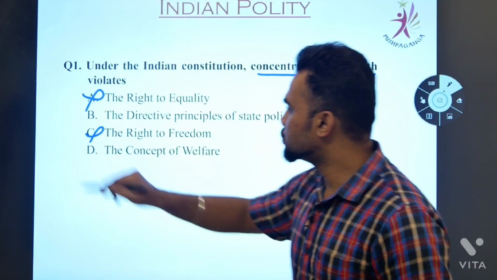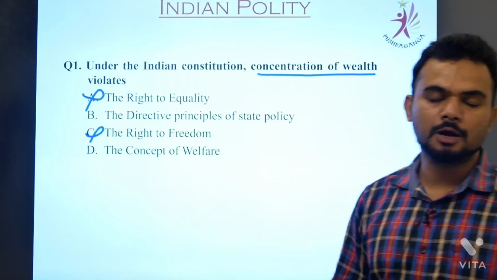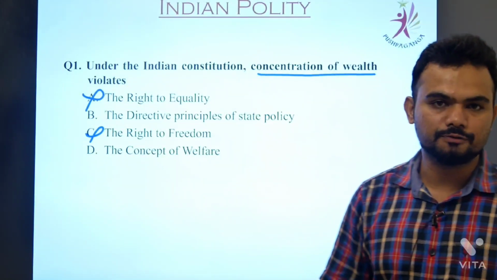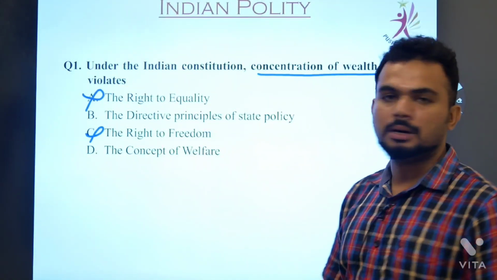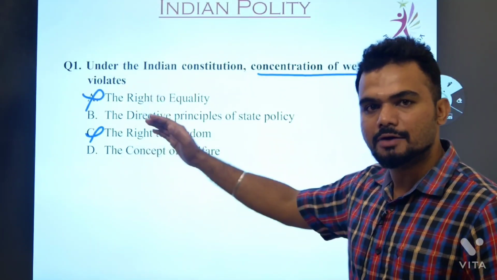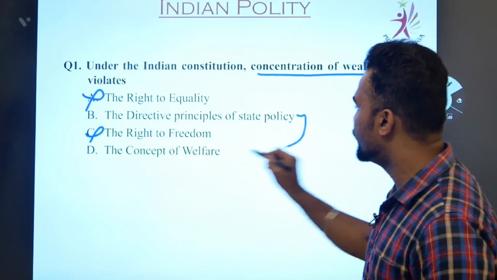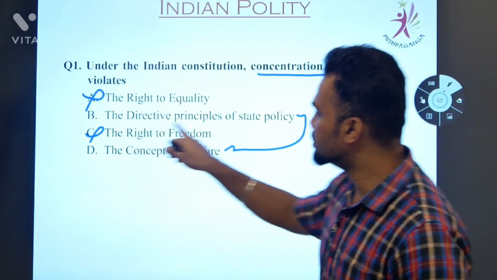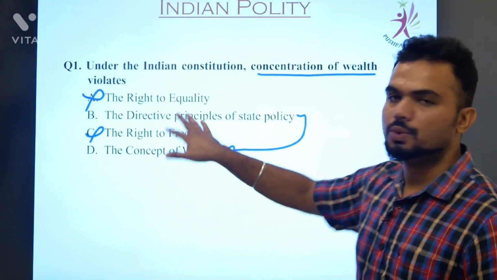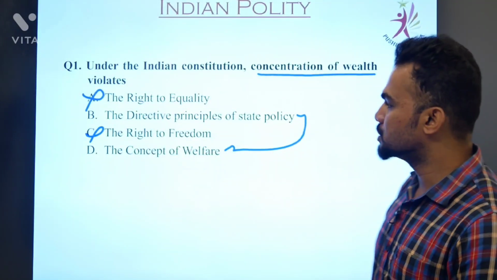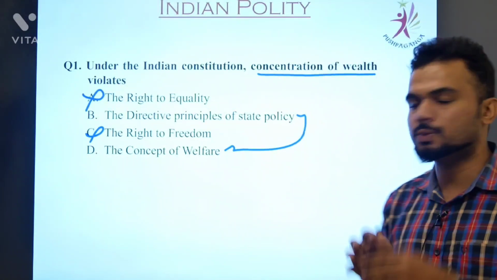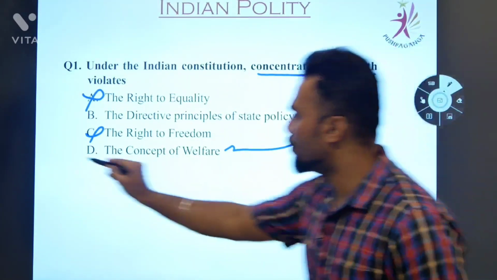And right to freedom will not speak about this. Freedom speaks about Articles 19 to 22, different types of freedom. So this cannot be the answer. Now we have the close connection with directive principles of state policy, option B, and option D. Among these two, which one is the closest answer? Both of them seem right at first view, but the closest will be the concept of welfare.